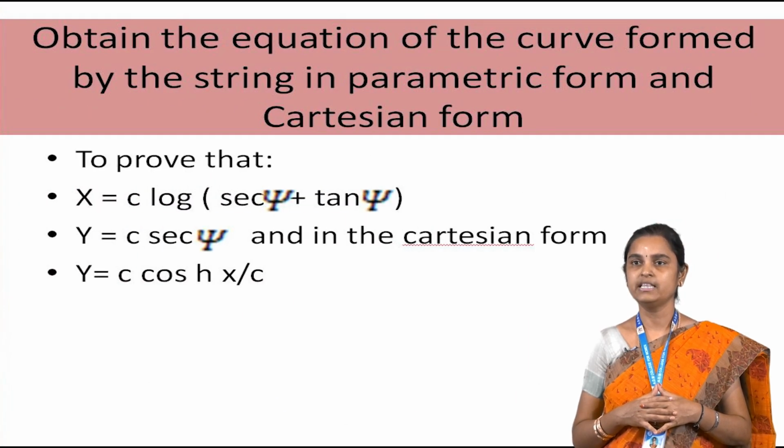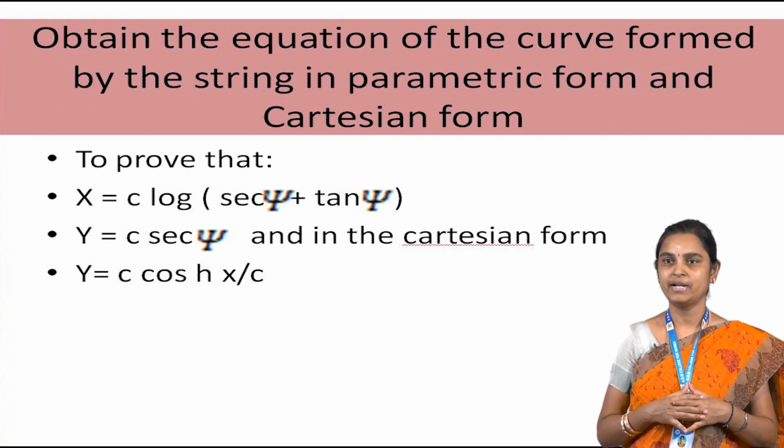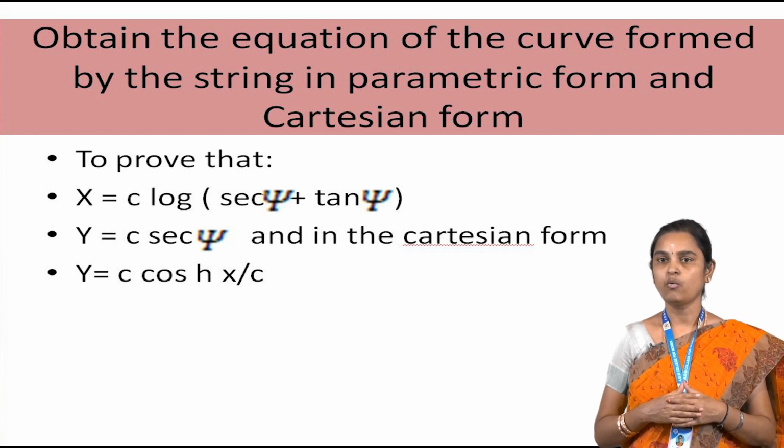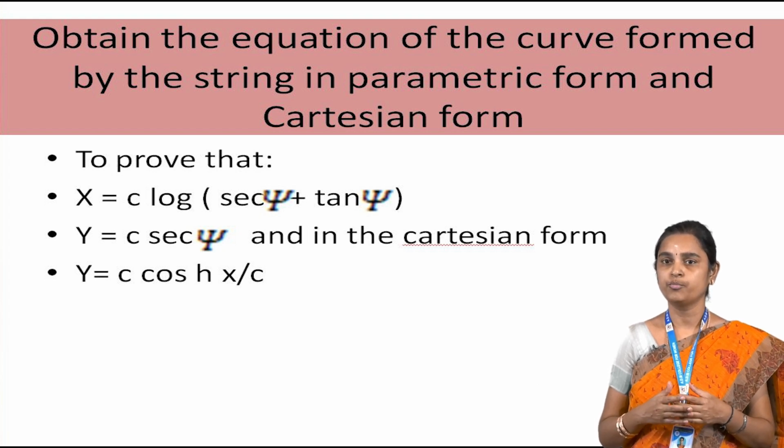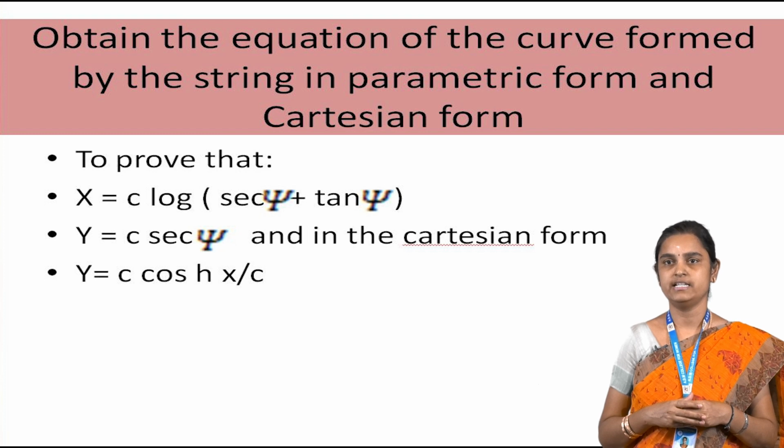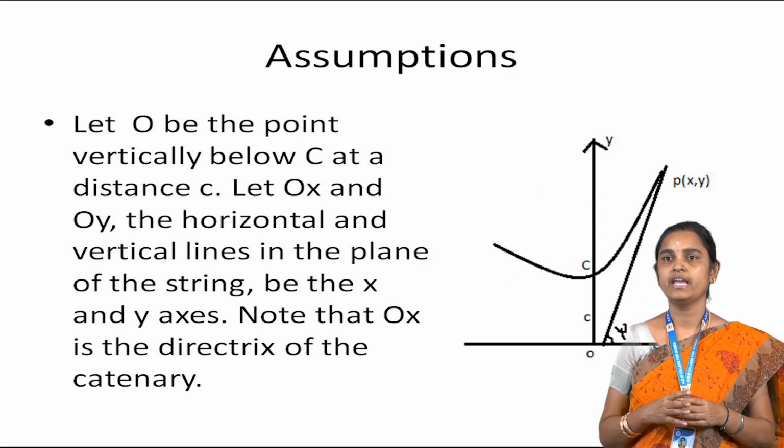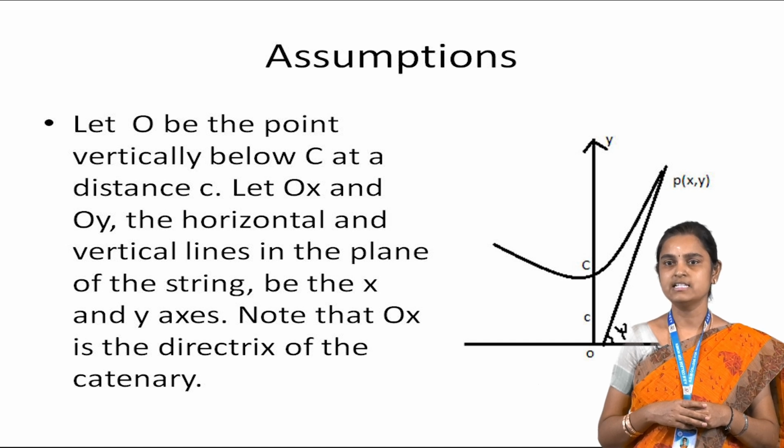Next we are going to attain the equation of the curve formed by the string in parametric form and Cartesian form. We are going to prove the parametric form x equals c log(secant psi plus tan psi) and y equals c secant psi, and in the Cartesian form, y equals c cosh(x by c). Here we start with the assumptions. Let O be the point vertically below C at a distance c. Let OX and OY be the horizontal and vertical lines in the plane of the string. Let them be the x and y axes. Note that OX is the directrix of the catenary.